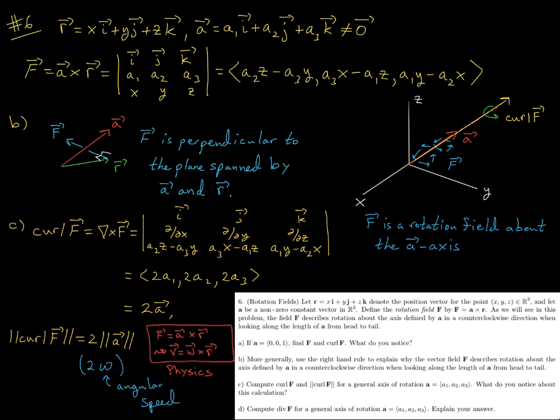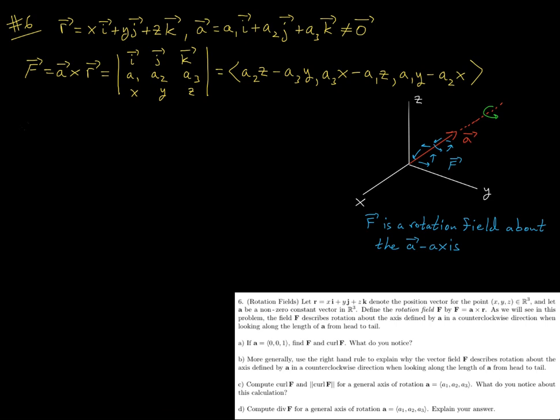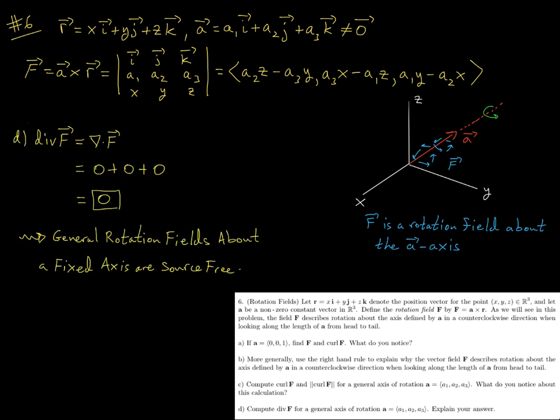Okay, great. And now for the very last part, this is asking us to compute the divergence of this rotation field. And to do that, well, take the x derivative of the I component. That's 0 because there's no x in there. Then take the y derivative of the j component. Well, that's also 0 because there's no y in there. And then the z derivative of the k component, well, that's 0 because there's no z in there, right? So the divergence of this rotation field is 0, right? So I note here that general rotation fields about a fixed axis are source free, okay?